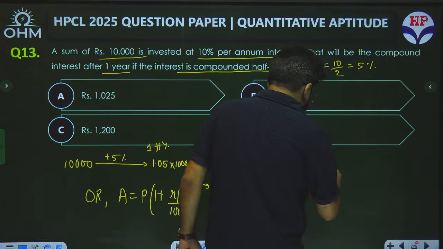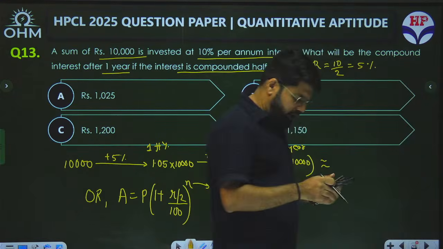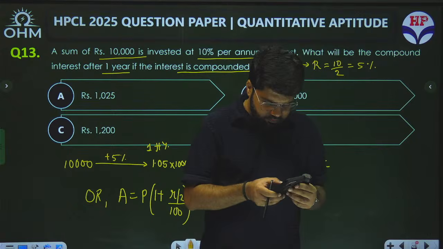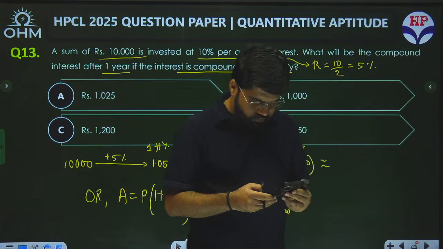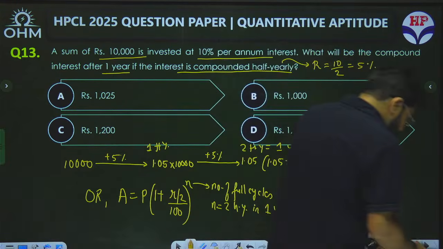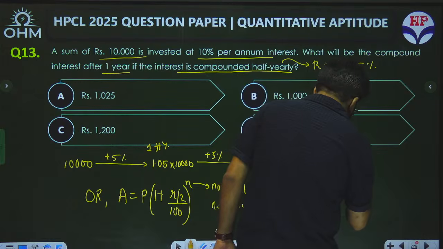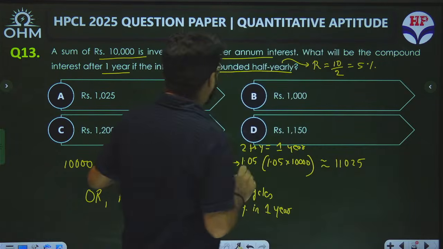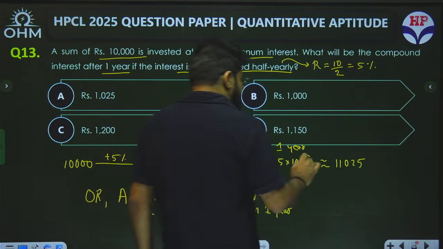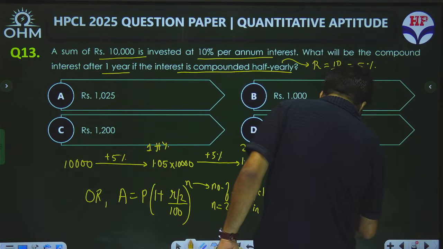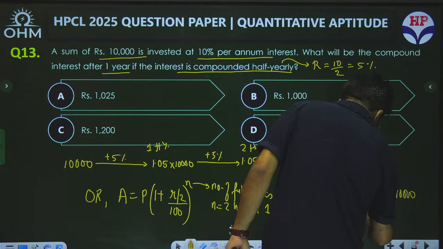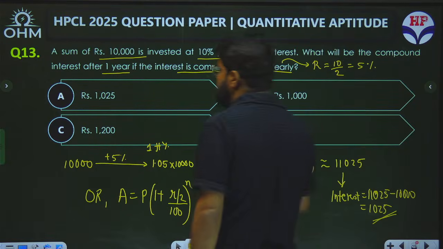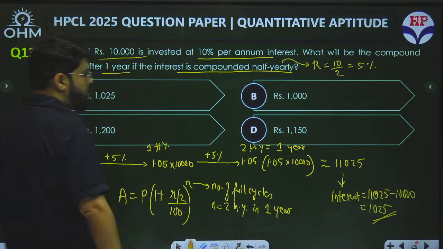So if I want to write down the final calculated value, 11,025. 11,025 is the net amount. Okay, the question I think is asking interest. This is the net amount. So what will be the interest? The net amount minus whatever was invested. So 1025, here it is, option number A. Option number A it is.